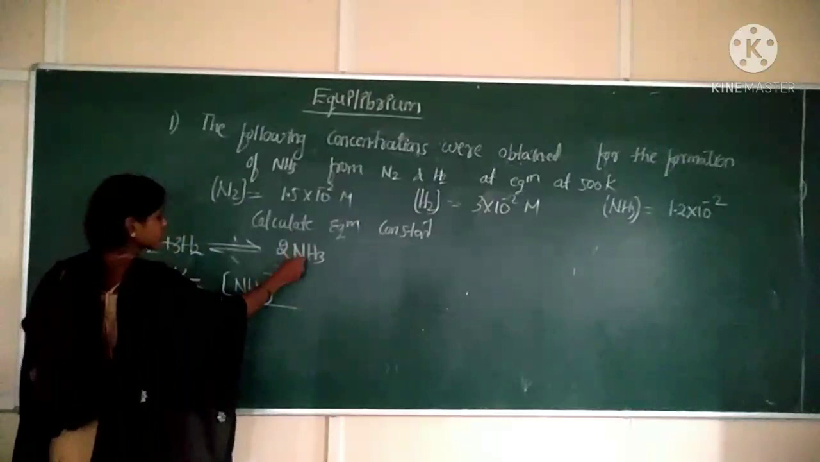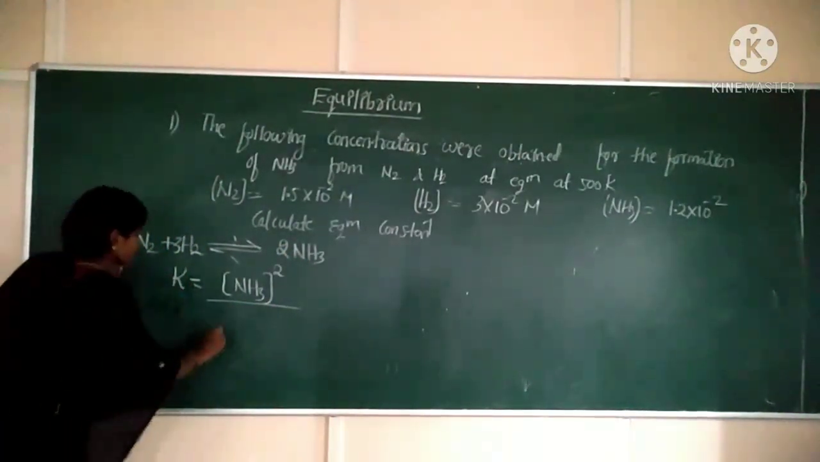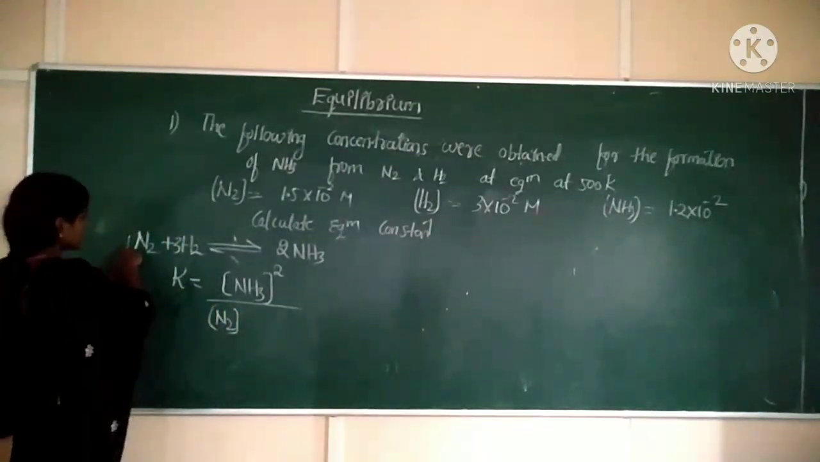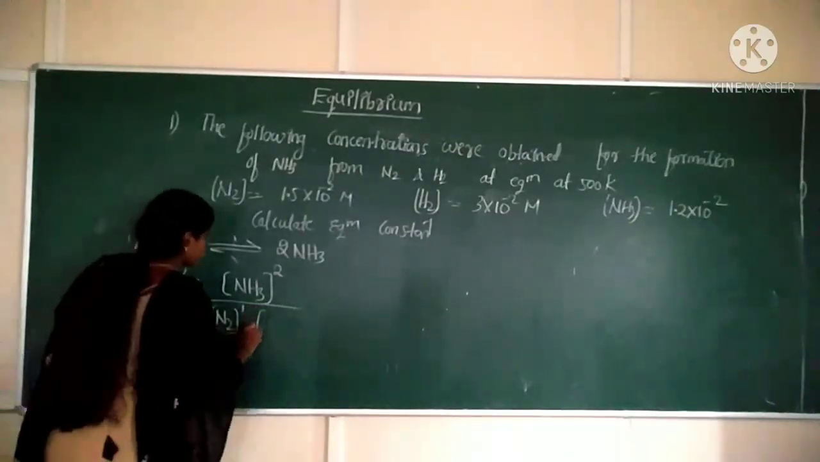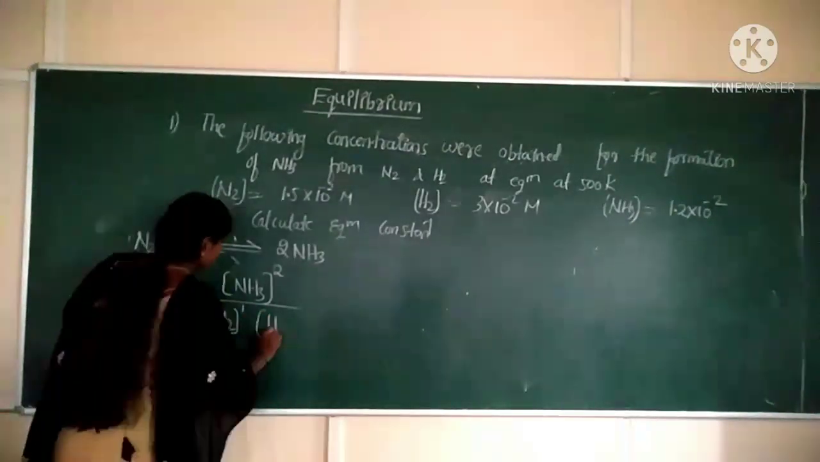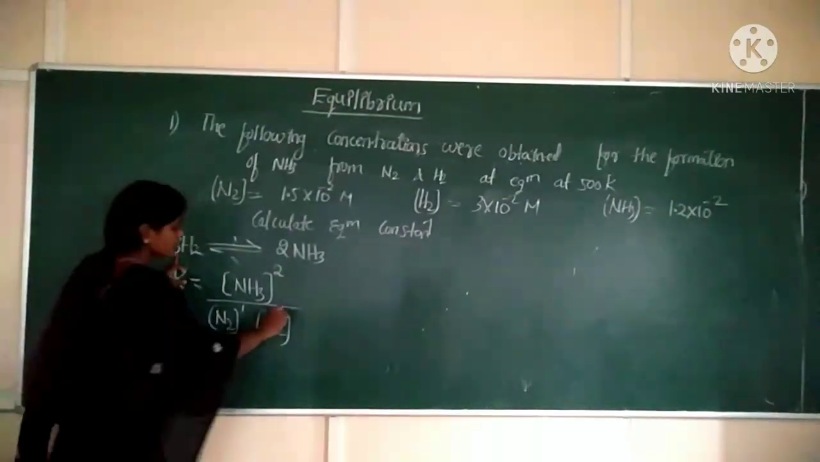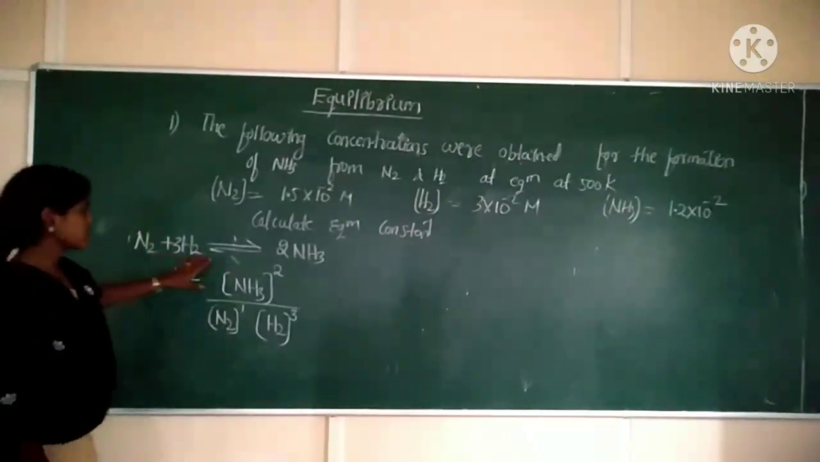Next, concentration of product divided by concentration of reactant. What are the reactants? N2. What is its coefficient? 1. So raise its power to what? 1. Now, what is the other reactant? H2 is the other reactant. What is its coefficient? Its coefficient is 3. So write 3 in terms of what? Power. Are you getting it? So this is the equation.